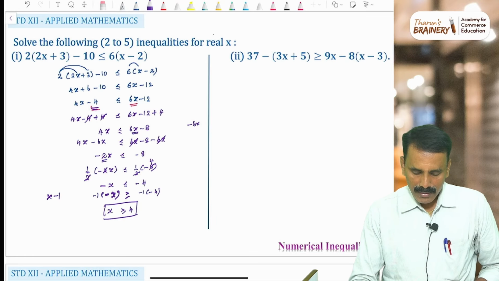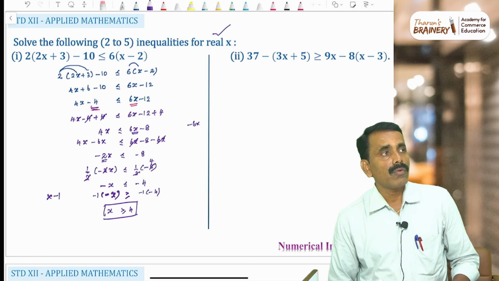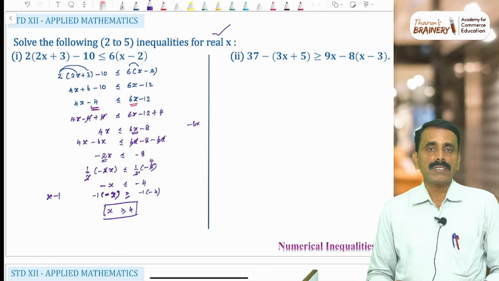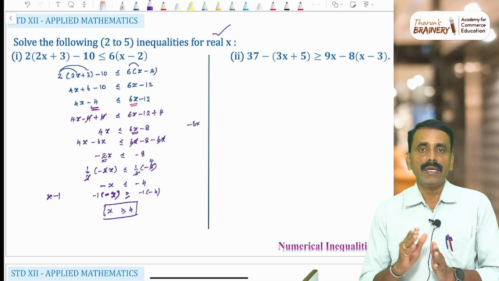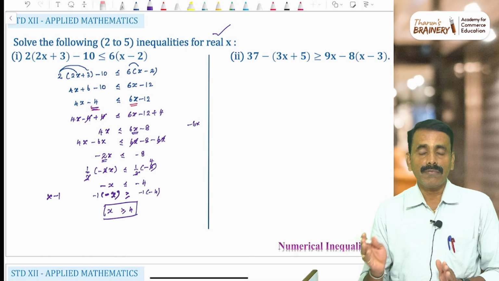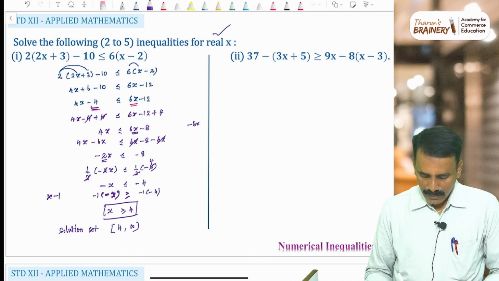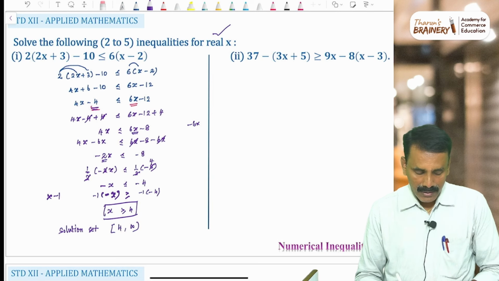and it is going to be a real number. So, which are all the numbers which are greater than 4? Any number which lies to the right of 4 on the real number line, any value which lies to the right of 4. So, the solution set in interval notation will be 4 to infinity. Here 4 is included because of the equal to symbol.